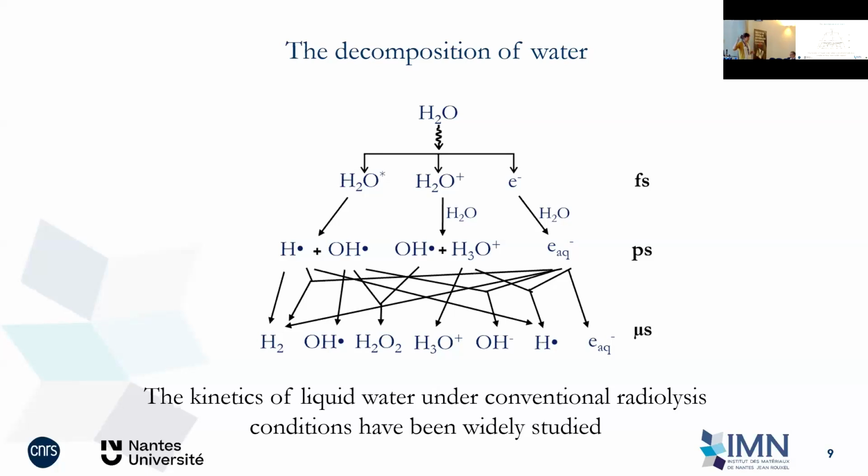So radiation chemists do this type of diagram, and this is knowledge that has been built for decades, since the 30s. You have water, you irradiate it with X-rays, gamma rays, or electrons, and what you see is that you ionize your molecules, and this happens really fast, in the femtosecond time scale. You can also produce excited electronic states of water really quickly.